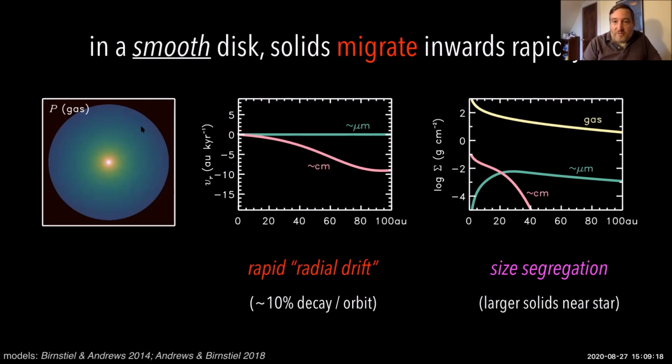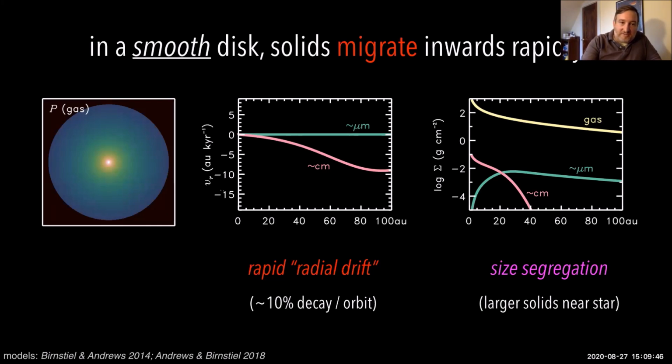The solids want to move on Keplerian orbits. And so what happens is, for a certain range of particle sizes, those solids feel a drag force, like a headwind, and they lose angular momentum and they spiral in towards the host star, right? So that migration is called radial drift. And for certain particle sizes in the outer disk, we're talking tens of AU, those particle sizes are like pebbles.